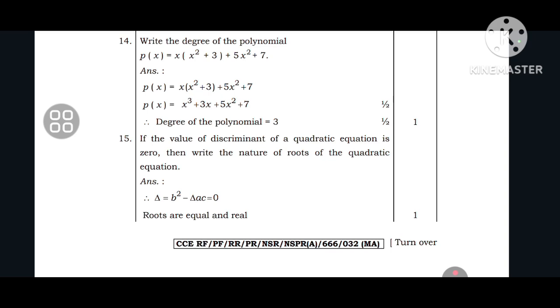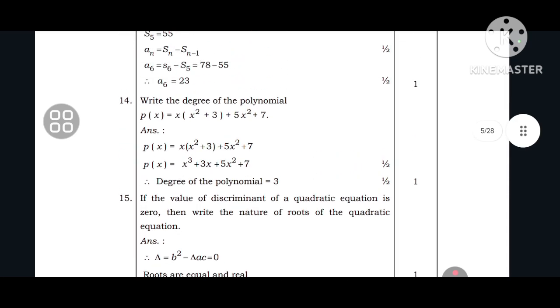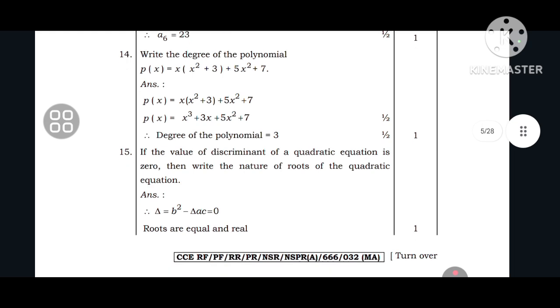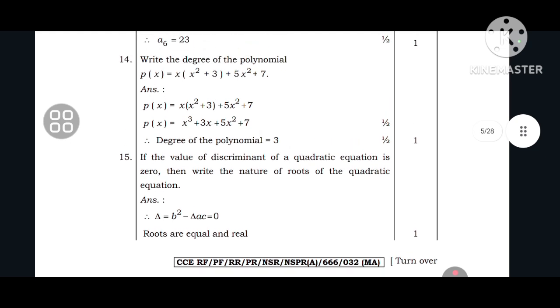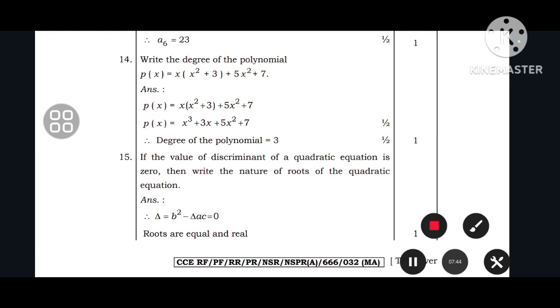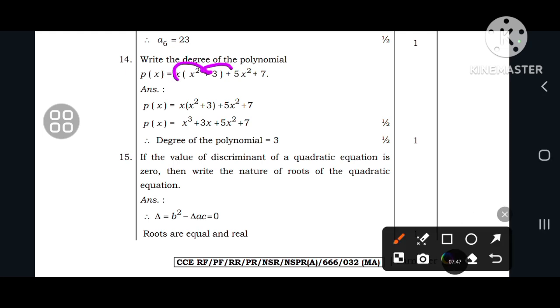This is my request. Now, the 14th one: write the degree of the polynomial p of x is equals to x of x square plus 3 plus 5x square plus 7. You can solve this: the degree of the polynomial is equals to 3, as the highest degree. Here they asked to write the degree of the polynomial by multiplying x into the bracket. You can see x into x square is x cube, means you have to solve this question by multiplying the terms inside the bracket, and you can see the highest degree over here is 3, and here they have written the degree as 3.